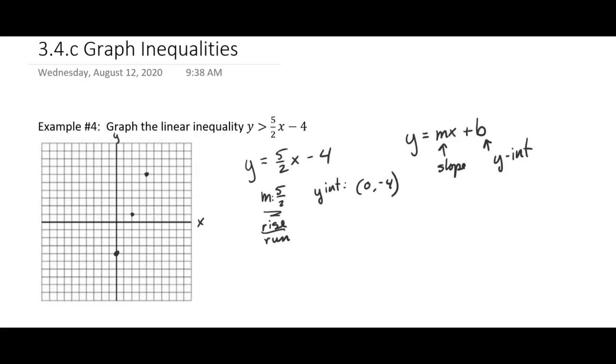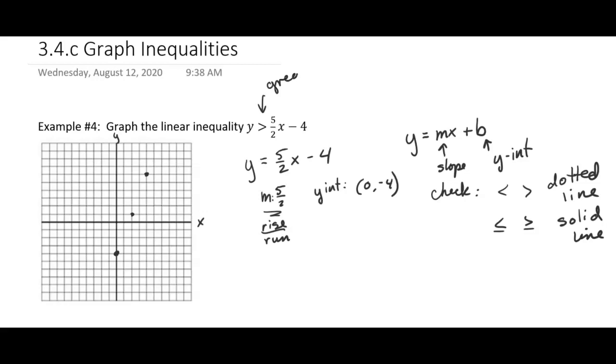Now, one thing you have to check is in the original, if it's a less than or a greater than, you're going to use a dotted line, meaning it doesn't include the line. But if it's less than or equal to or greater than or equal to, you'll do a solid line. You usually want to check that before you draw it so you don't have to erase later. Because this is just a greater than, we're going to use a dotted line. The ruler helps. Okay, and there's our line.